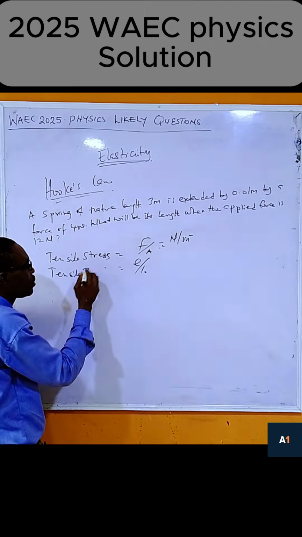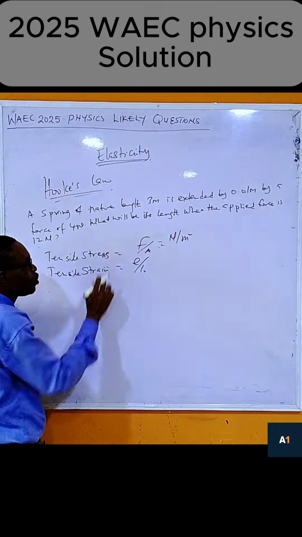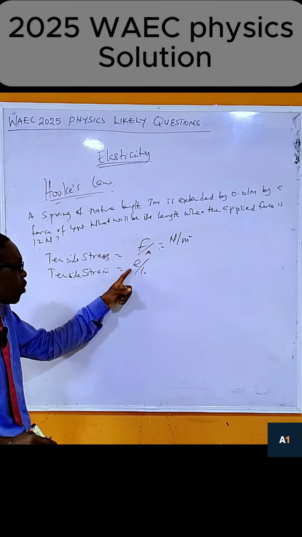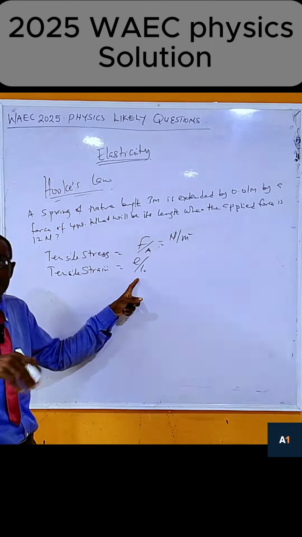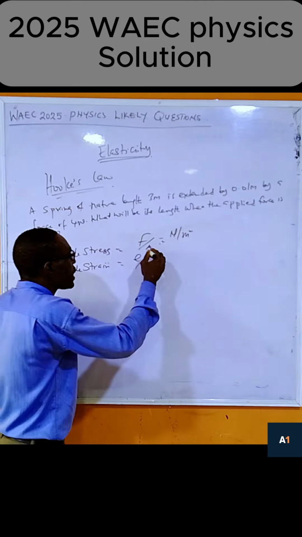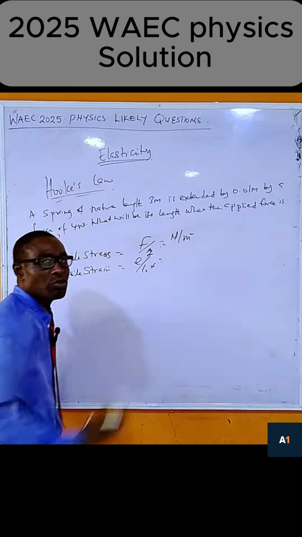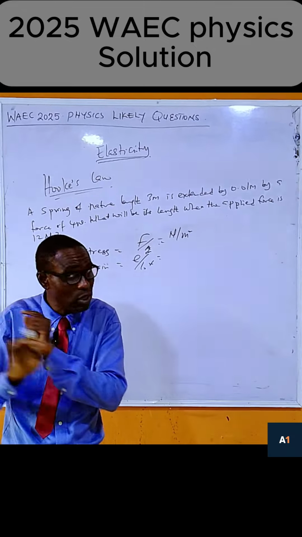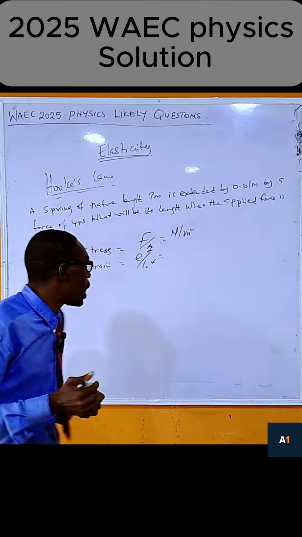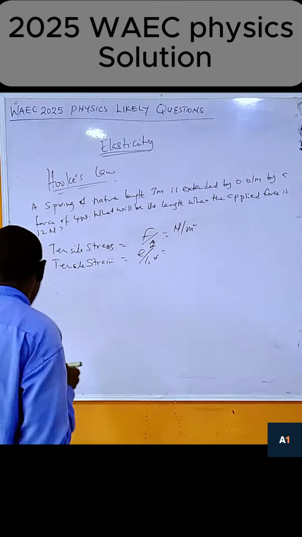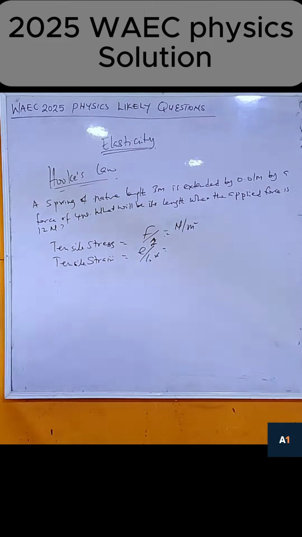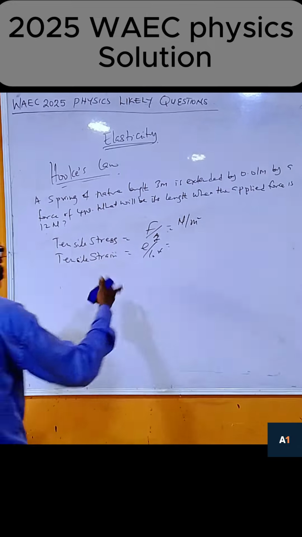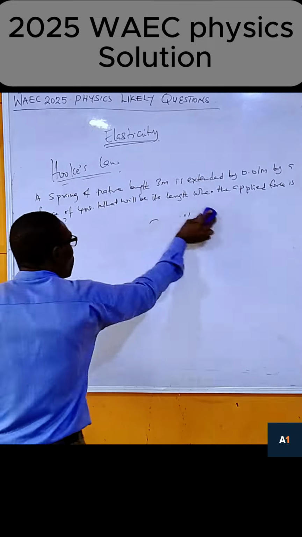Let me write this formula. Strain is equal to extension over original length. It has no unit because meter over meter cancels. It just has a numerical value. So I believe that one is clear to you. I didn't prepare any question there. Just know that this is the formula because of time.